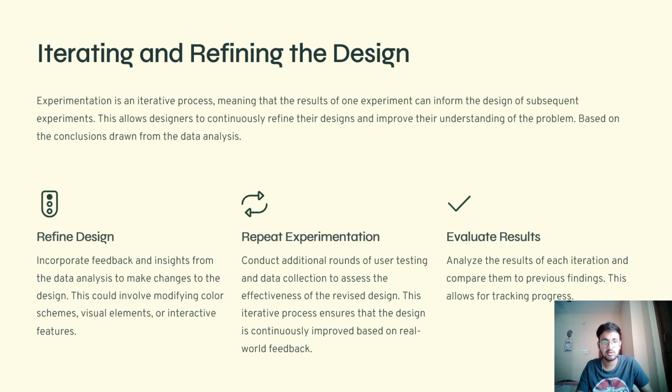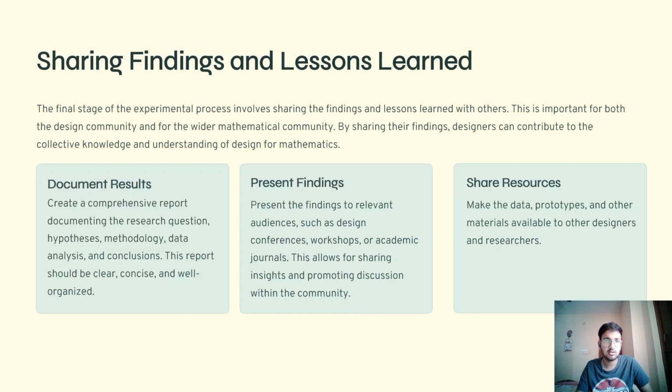This could involve modifying color schemes and visual elements. Next, we also have to repeat the experimentation of user testing and data collection to assess the effectiveness of the revised design. In this iterative process, we evaluate the results, and each iteration will find something new. This allows for tracking progress.